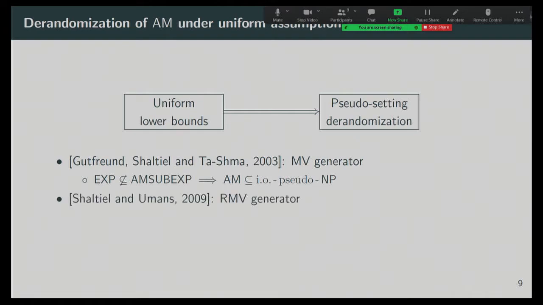And a little later, Shaltiel and Umans defined this recursive variant of the MV generator that I'm calling RMV that also has this special property. And with this, they managed to push this result a little more to the low end. So assuming this separation between EXP and a quasi-polynomial AM, then you can get a weaker de-randomization of AM. Notice that what we actually want is EXP not contained in AM. That would be ideal to get such a weak de-randomization.